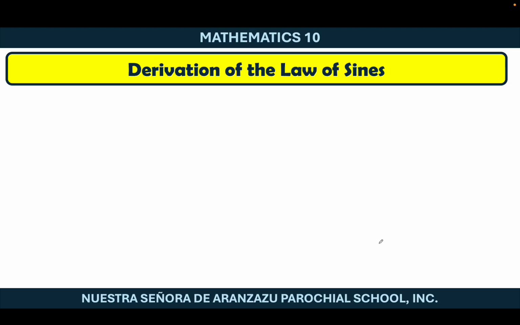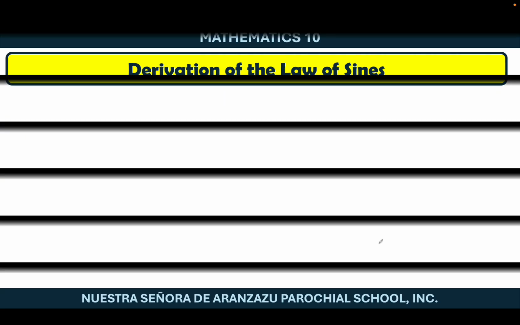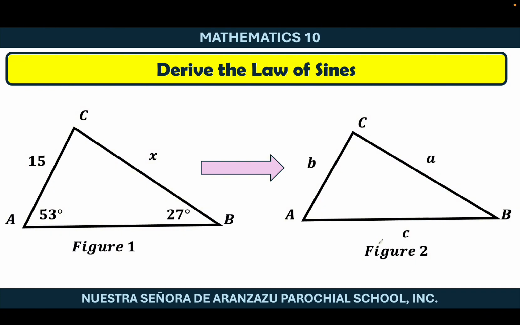Now, let's discuss how to derive the formula for the law of sines. I'm not going to play this video, but let's focus on this figure. Given figure 1, the angle A measures 53 degrees and its opposite side is x. And the angle B measures 27 degrees and its opposite side is 15.